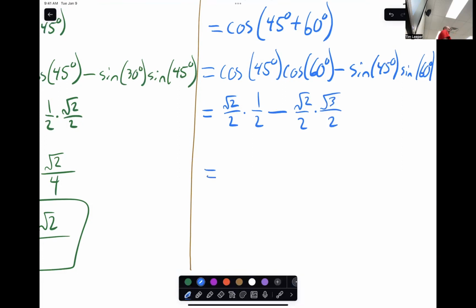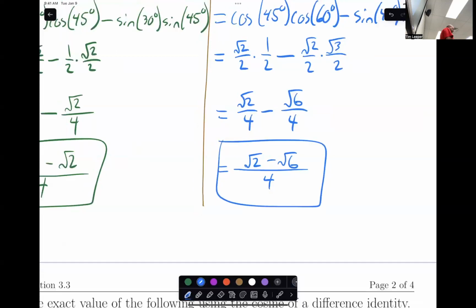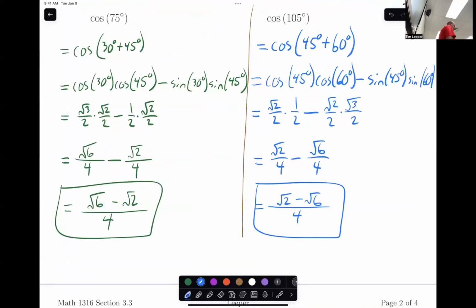Multiply straight across, that gives me square root of 2 over 4 minus the square root of 6 over 4. Combine them into a single term as square root of 2 minus square root of 6 all over 4. And there we go. Any questions about this?